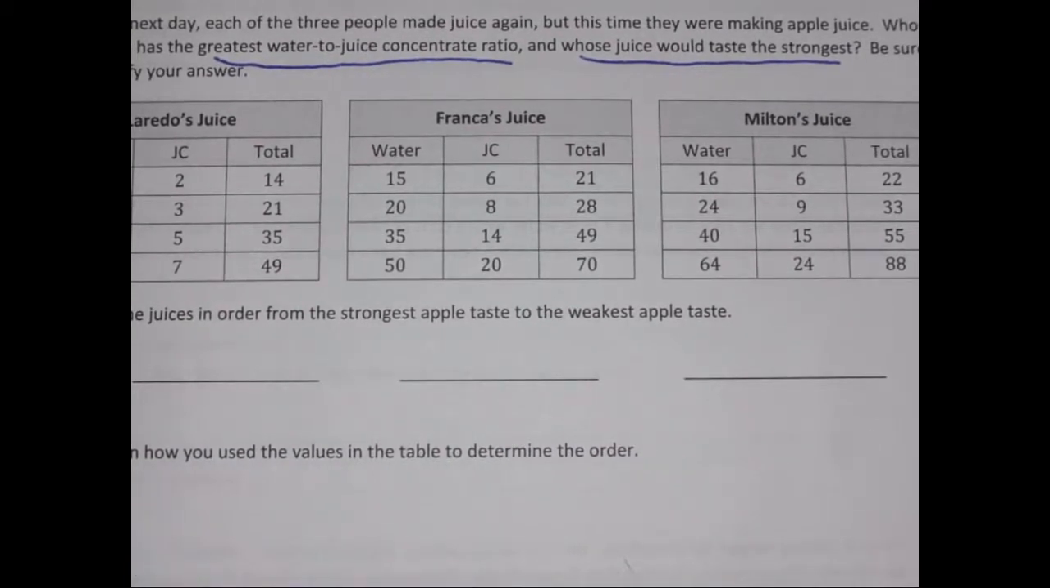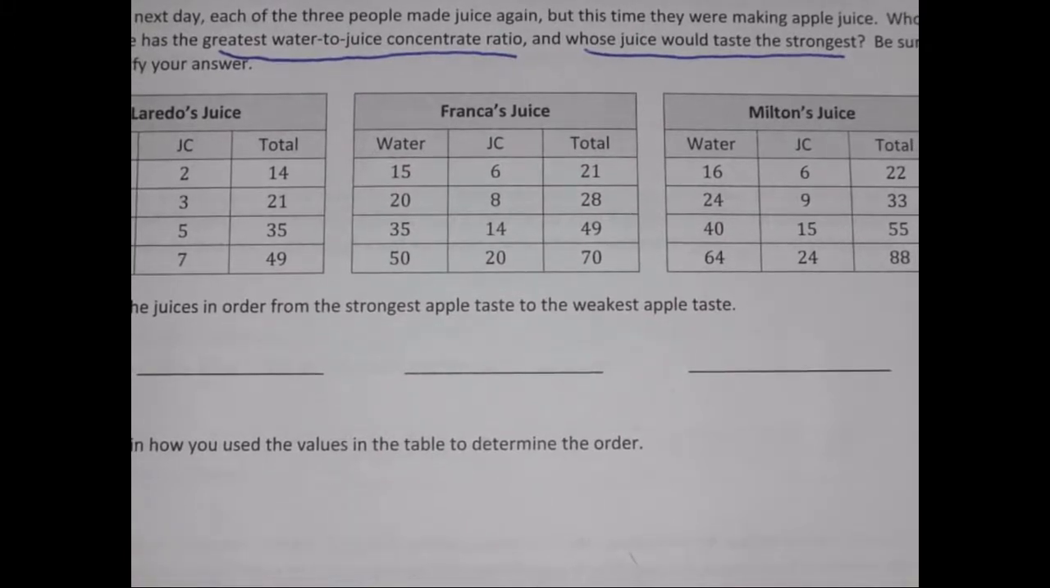Now, let's look at our values again and put them in order. This is exactly like part A. You have 3 minutes to work with your partner. Put our juices in order from strongest taste to weakest taste. Go ahead. There is more than one way to solve this. What did you do, Liliana?